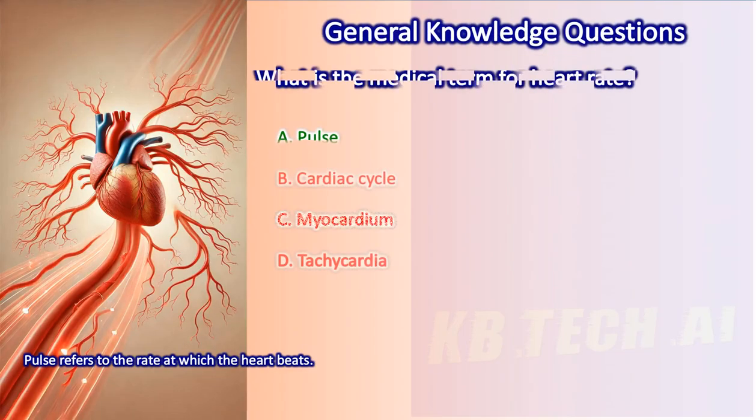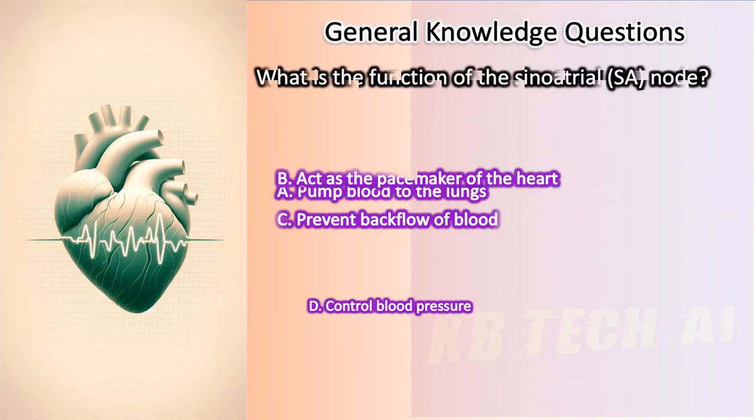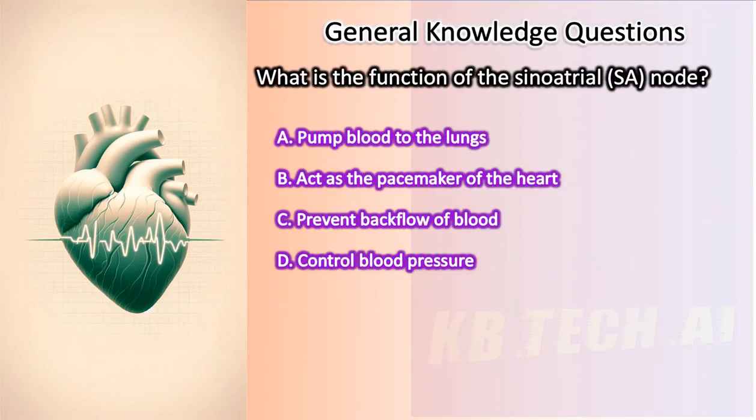The answer is Option 1. Pulse. What is the function of the sinoatrial node? Option 1. Pump blood to the lungs. Option 2. Act as the pacemaker of the heart. Option 3. Prevent backflow of blood. Option 4. Control blood pressure.